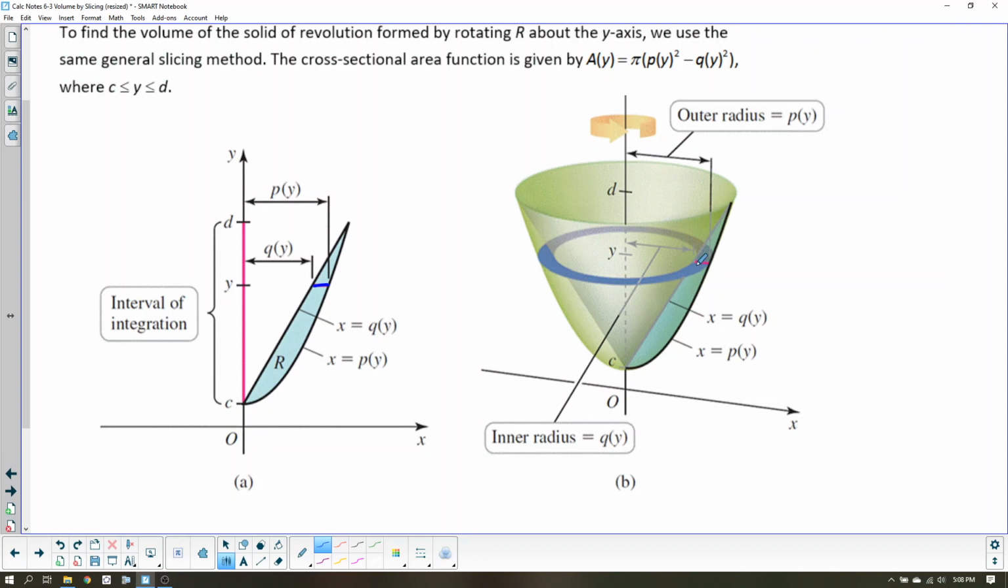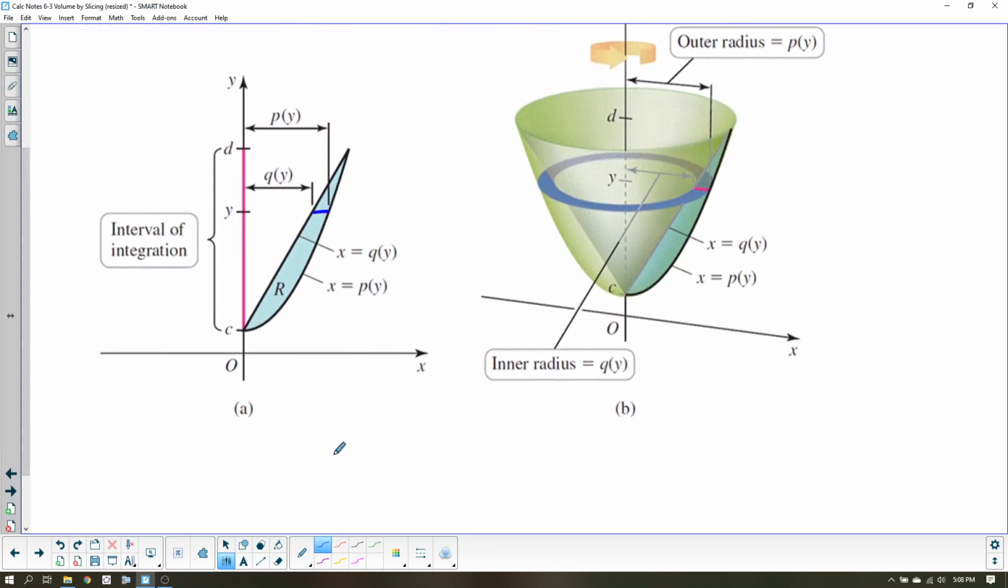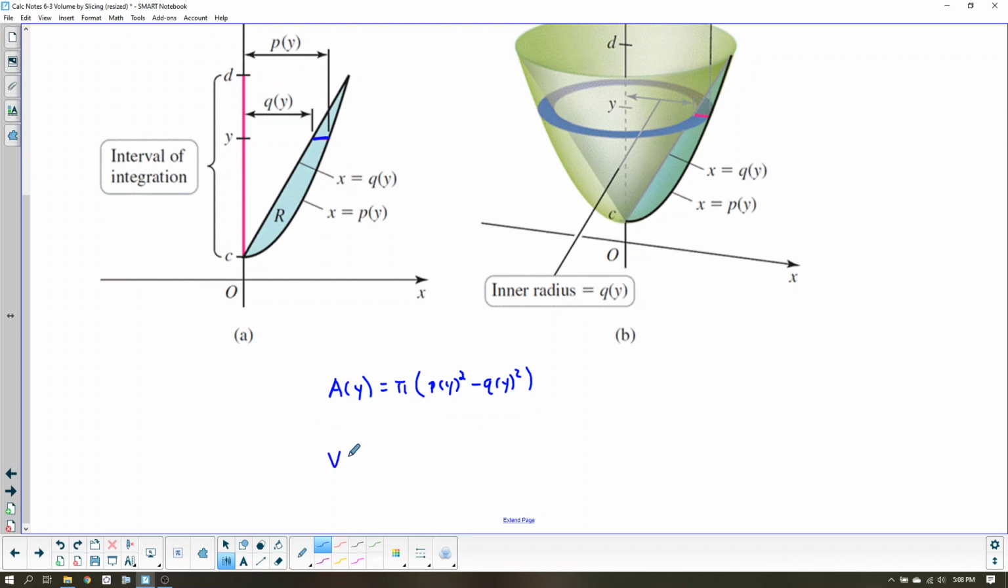So to get the area of that, we would need to do the outer radius squared minus the inner radius squared. So the area function would now be a function of y. It would be pi times outer squared. In this case, outer is p of y. So p of y squared minus the inner radius, which would be q of y, right? This distance here would be q of y. So that's our area formula. So then to do the volume, we would just integrate that.